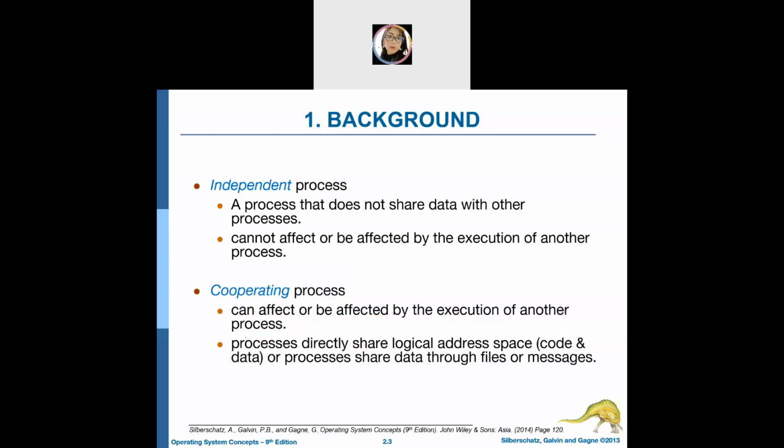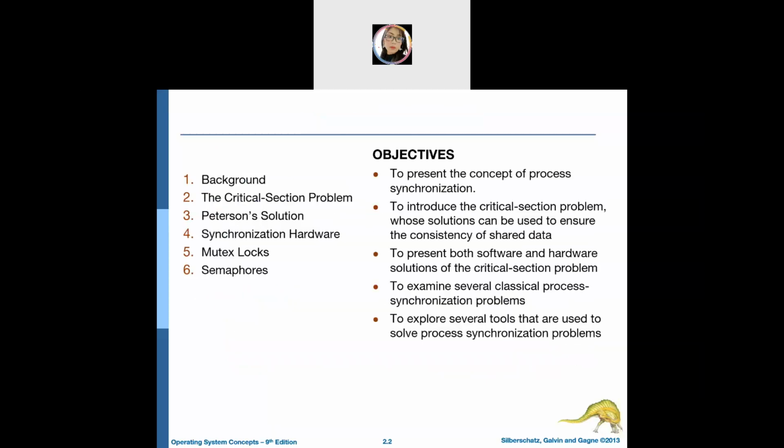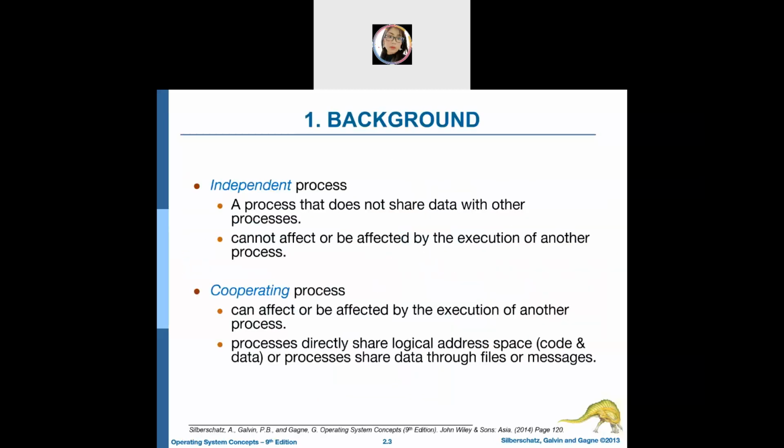Another thing under cooperating processes is that processes directly share logical address space, for example code and also data, or processes share data through files or messages. So you just need to know which is vice versa: cooperating shares, but independent does not share data. So it is shared through files and messages. Two things before you go further into synchronization: you need to know the meanings of independent process and cooperating process.